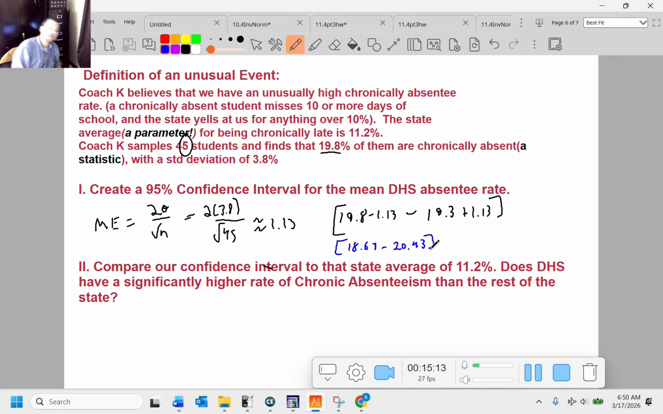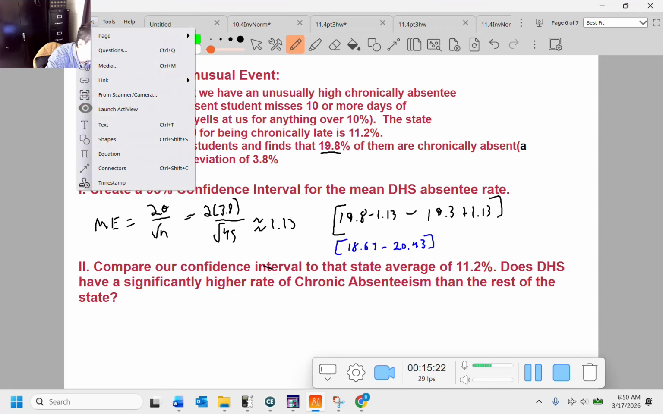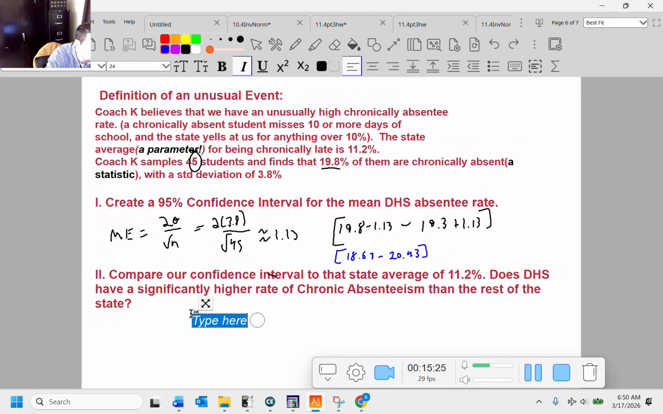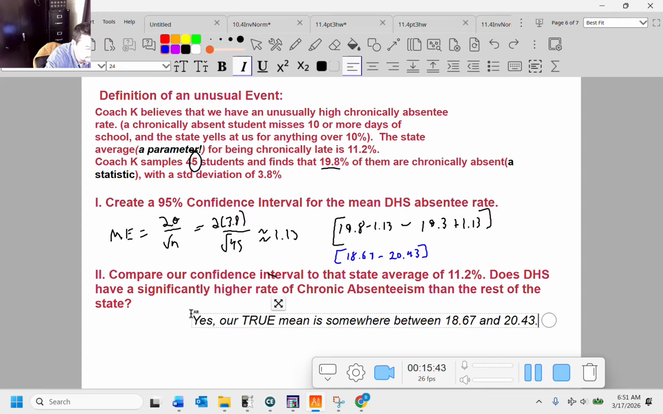Now, compare our confidence interval to that of the state average of 11.2%. Does DHS have a significantly higher rate of chronic absenteeism than the rest of the state? Yes, because our true mean is somewhere between 18.67 and 20.43. The state mean does not lie in that interval. Easy peasy lemon squeezy. Awesome sauce.